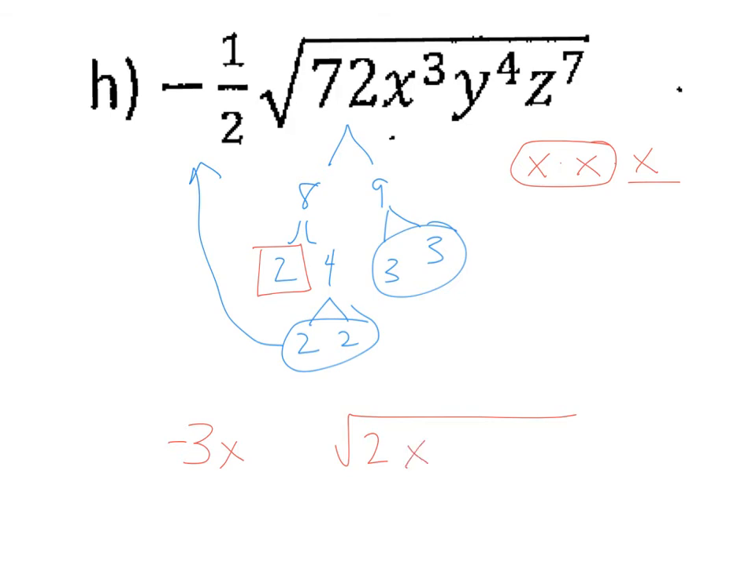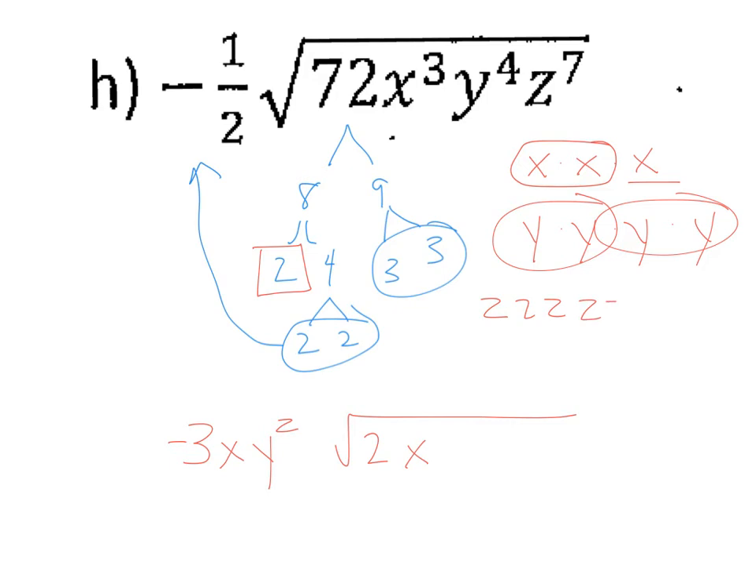Okay, so same thing, y to the 4th. So I've got 4 y's. So I have 1, 2 pairs, so 2 pairs on the outside. No leftovers, so nothing on the inside. All right, and then z to the 7th. All right, so I got 1, 2, 3 pairs. So z to the 3rd on the outside, and then I have a z left over on the inside.